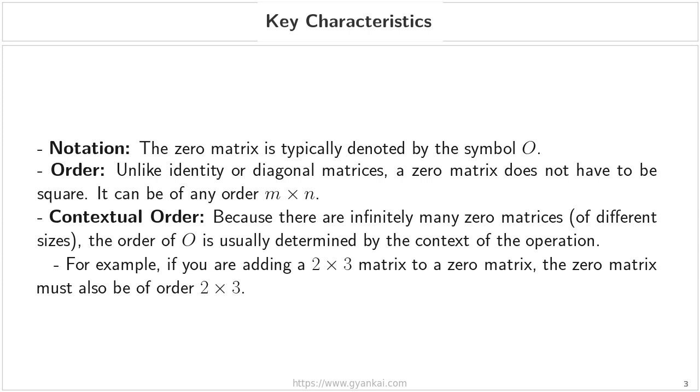Consequently, the specific order of the symbol O is usually determined by the context of the operation you are performing. For example, if you are adding a 2 by 3 matrix to a zero matrix, the zero matrix must also be of order 2 by 3 to satisfy the rules of matrix addition. In the following slides, we will look at some illustrative examples to see exactly how these square and rectangular zero matrices are constructed.